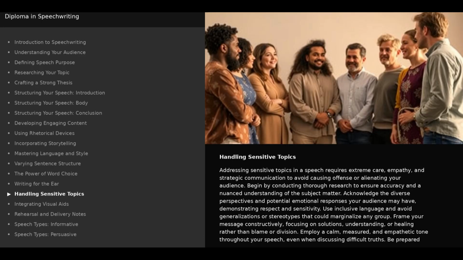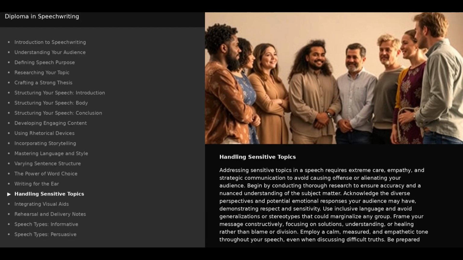Handling sensitive topics. Addressing sensitive topics in a speech requires extreme care, empathy, and strategic communication to avoid causing offense or alienating your audience. Begin by conducting thorough research to ensure accuracy and a nuanced understanding of the subject matter. Acknowledge the diverse perspectives and potential emotional responses your audience may have, demonstrating respect and sensitivity. Use inclusive language and avoid generalizations or stereotypes that could marginalize any group. Frame your message constructively, focusing on solutions, understanding, or healing, rather than blame or division.